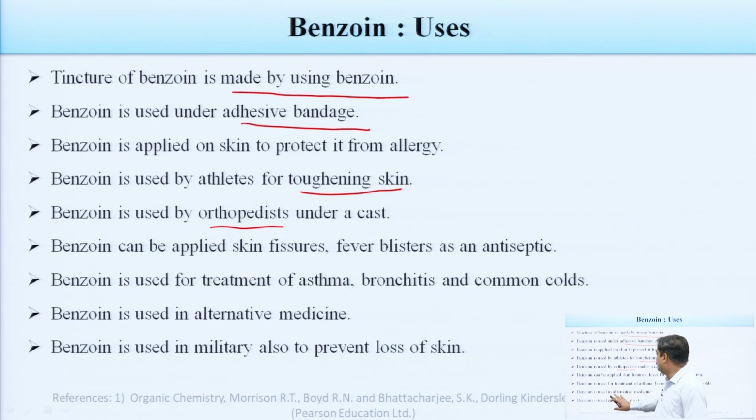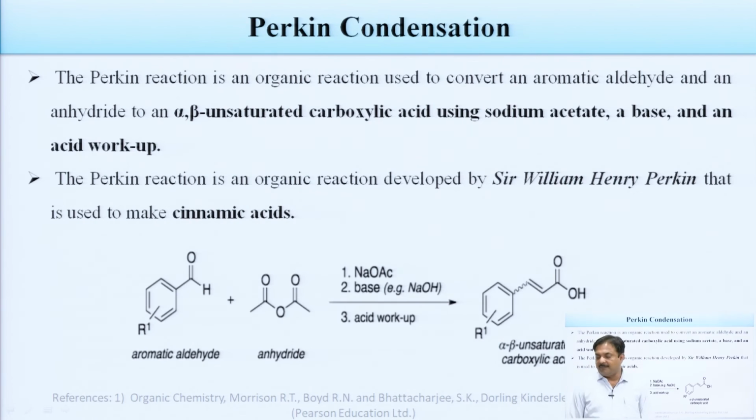Benzoin can also be used in alternative medicines. It is also used for the treatment of asthma, bronchitis and common colds. Benzoin can also be used in the military to protect against loss of skin. So, these are a few examples showing how important benzoin is for pharmacological purposes. So, this is all about benzoin.